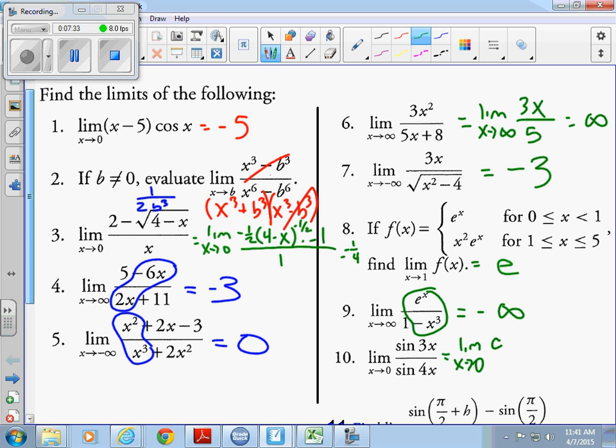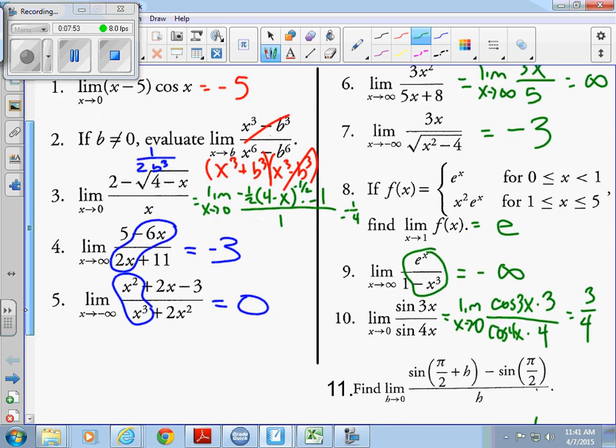The derivative of sine of 3x is cosine of 3x times 3. Cosine of 4x times 4. If I plug in 0 into cosine, I get 1, so I get 3/4.